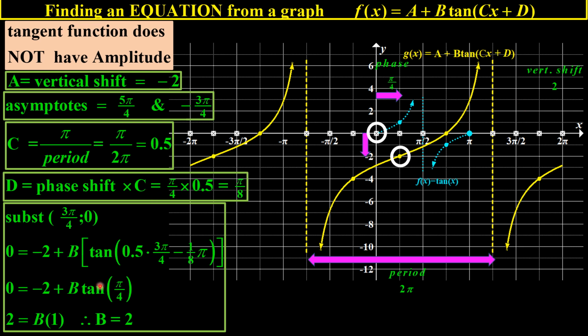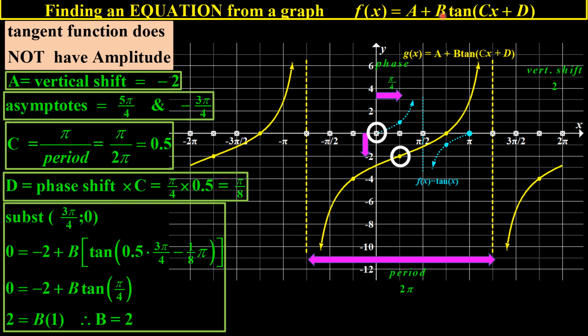The C value is 0.5, and my X value I'm now using is 3/4 pi minus my D value I worked out, which is 1/8 pi or pi over 8. If I do that little bit of arithmetic, I end up with pi over 4. Tangent of pi over 4 is 1. So B times 1 is 1. I take over the 2. Therefore, B is equal to 2. That's how I work out my B value.